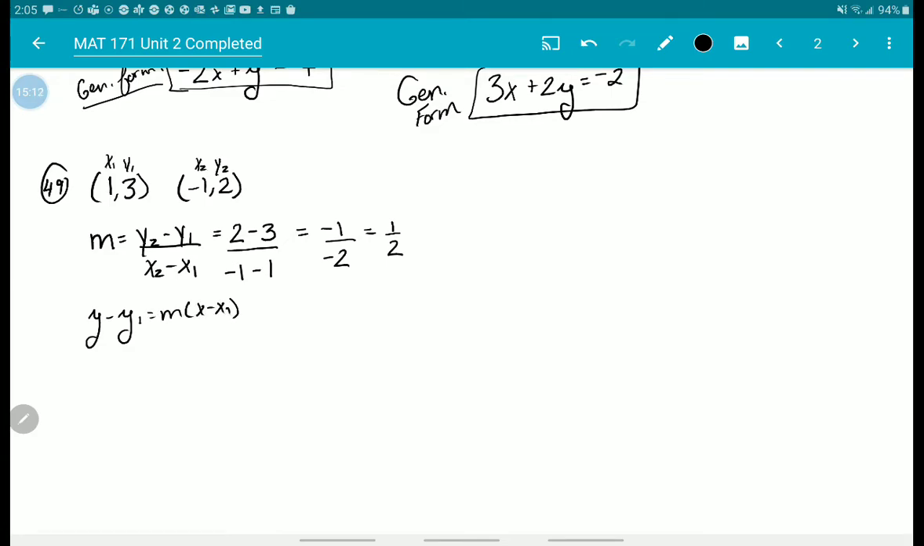And we're just going to go for slope-intercept form here. So we're going to substitute in everything we know. And I'm going to substitute in that first point. I'm going to distribute the 1/2. And then let's add 3. And 3 minus 1/2 is going to be 5/2.